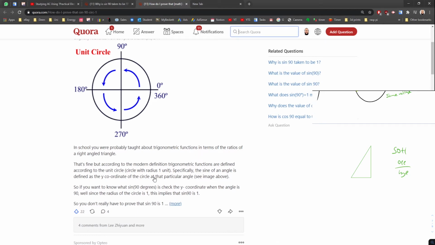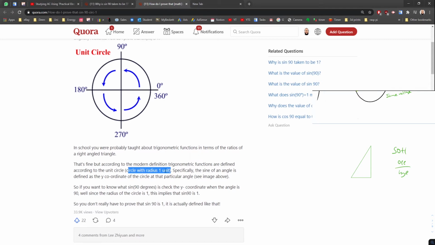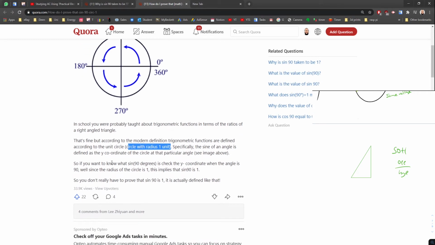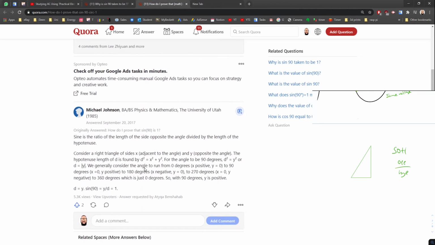Okay, fine. That makes sense because you've arbitrarily decided that circle with radius 1 unit. Although obviously, actually, that's not true because it has to be 1. The radius obviously has to be 1 in this unit circle. That makes sense. Okay, I'm alright with that. So if you want to know what sine 90 degrees is, check the y coordinate. Okay, so you really don't have to prove that sine 90 degrees is 1. It is actually defined like that.